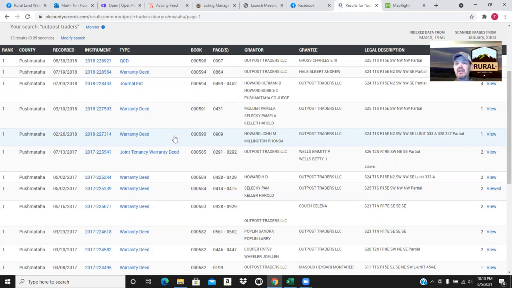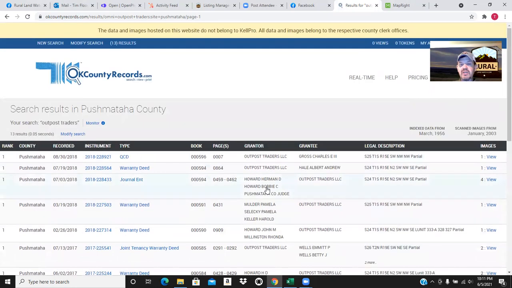And they'll just keep track of that. So if you were to go and look at this one here, I'm the grantee. So Outpost Traders in this property is the grantee, whereas Pamela Mulder, Pamela Selicki, and Harold Keller are the grantors. And if we go back the next step before them, we would see where they were the grantee and someone else was the grantor. And again, a lot of things can happen in marriages and divorces and deaths and wills and probate, and all that impacts all that. So this is really not a do-it-yourself project. But this website is a good one to look at.